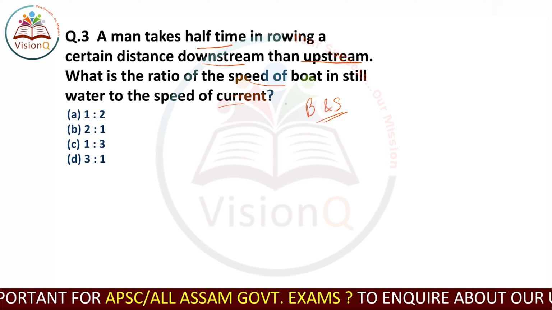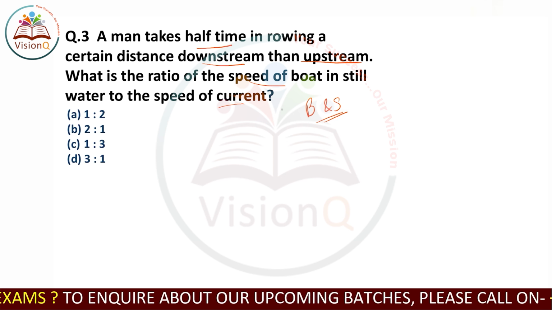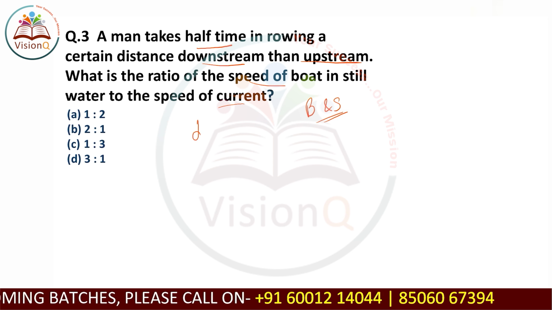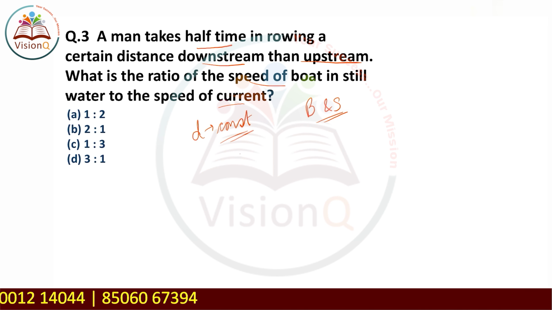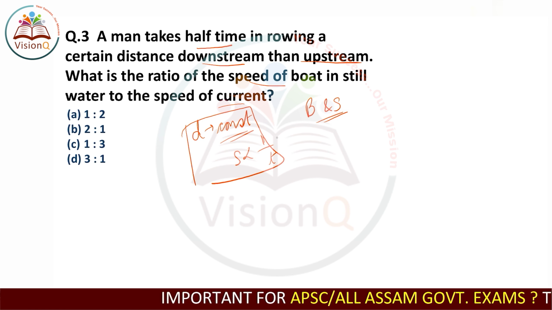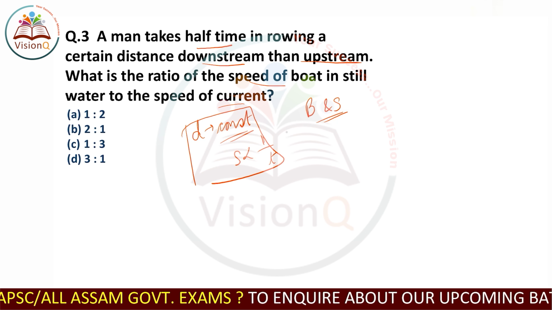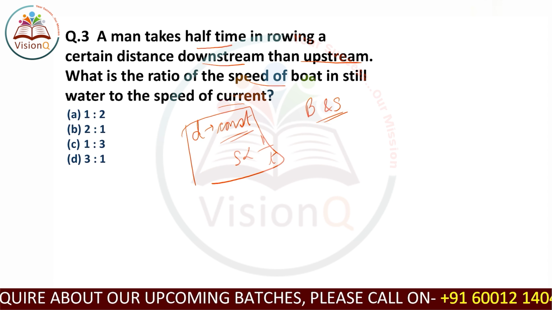Now in this case, some basic concepts need to be clear regarding the topic of time and distance. If distance traveled is constant, we know speed and time are always inversely proportional. So this concept will be used in this question number 3. If someone's speed is more, he will take less time to cover the distance. If some person's speed is less, he will take more time to cover the same distance. That means speed and time are inversely proportional.